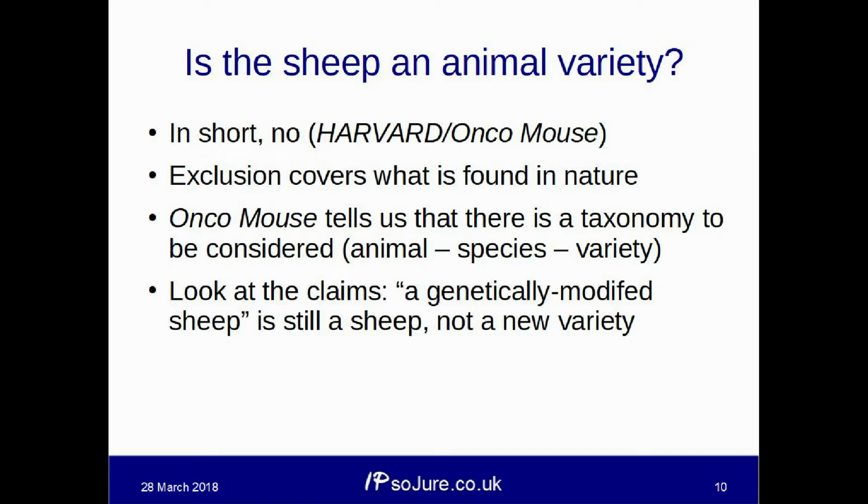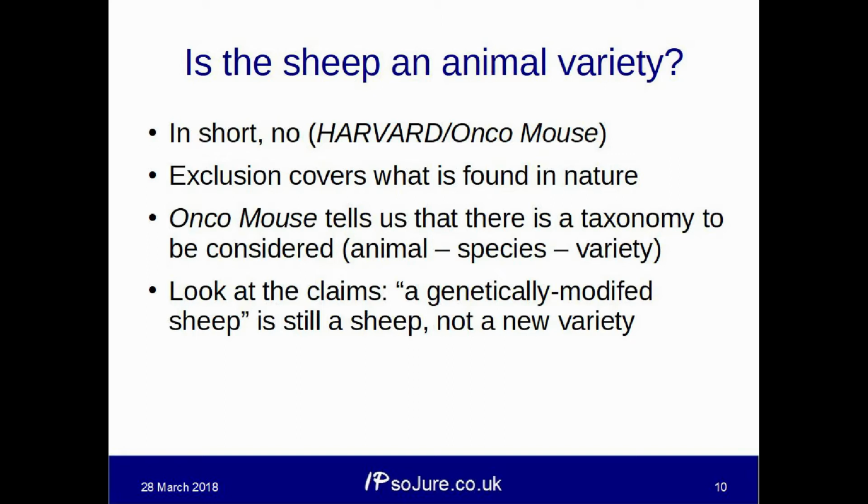To impress the examiner, you would say that the boards of appeal in the European Patent Office take the view that the exclusion covers what is found in nature, and something which isn't found in nature can be patentable. Impress the examiner even more by saying that the OncoMouse decision tells us that there is a taxonomy to be considered. The highest level is animal, below that species, and below that variety. So if you can remember that proposition and work it into your answer, I think that's going to be good for a mark or 2.